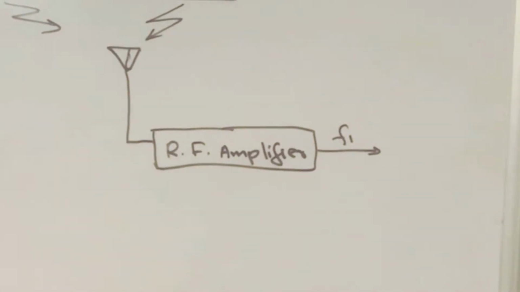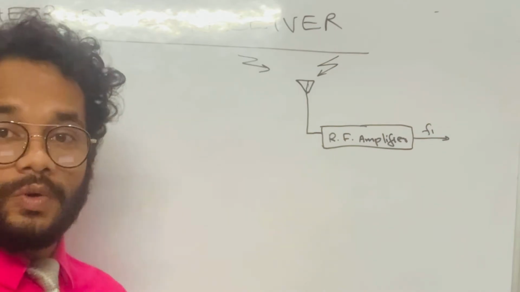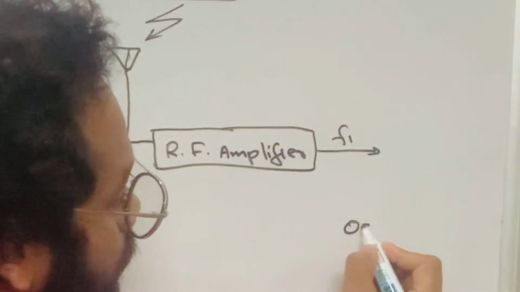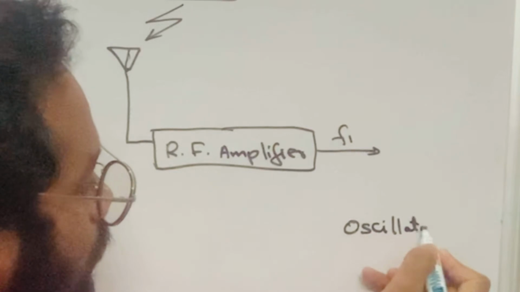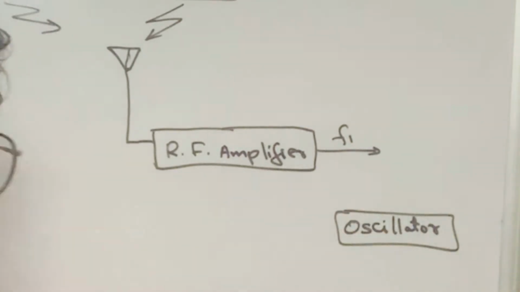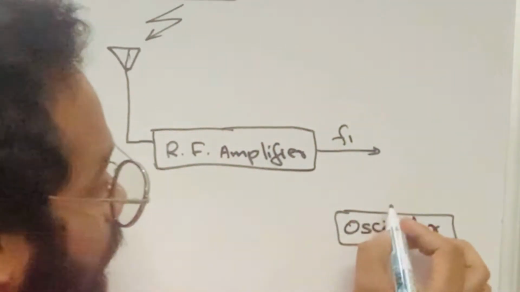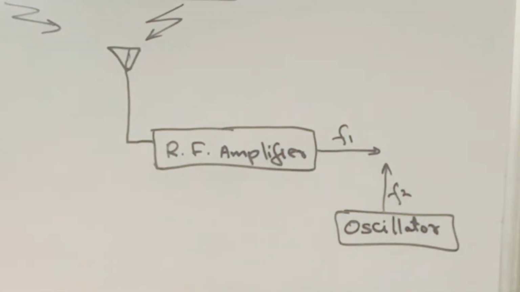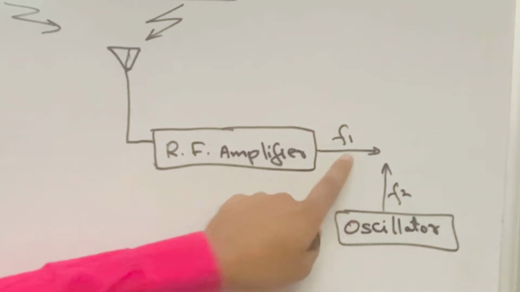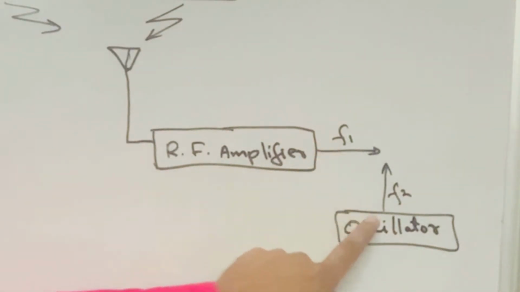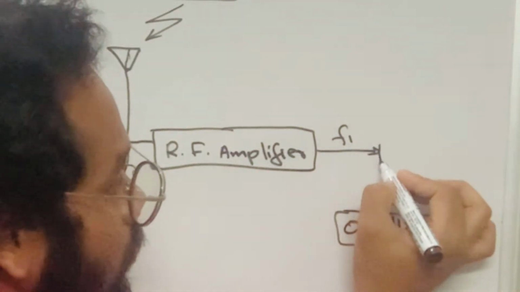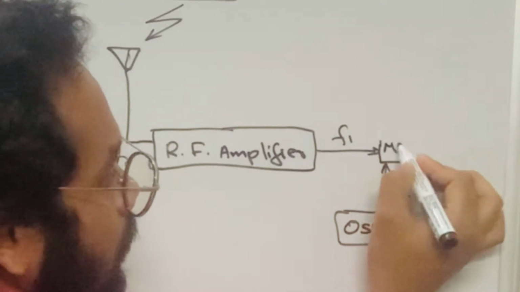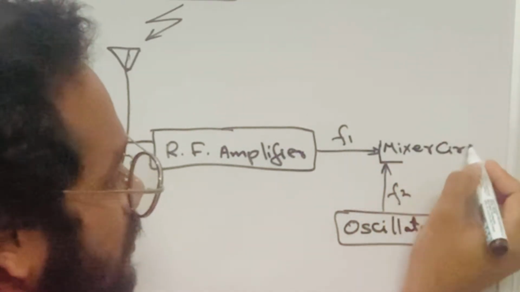Okay, next, within the superheterodyne receiver there is a local oscillator, which produces a high frequency, and suppose that frequency is F2. Now, F1 is the RF radio frequency and F2 is the high frequency produced by the local oscillator. Both of these frequencies are given to a unit called the mixer circuit.